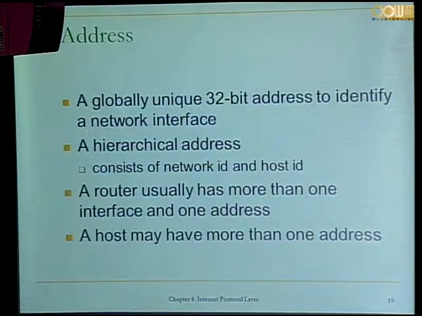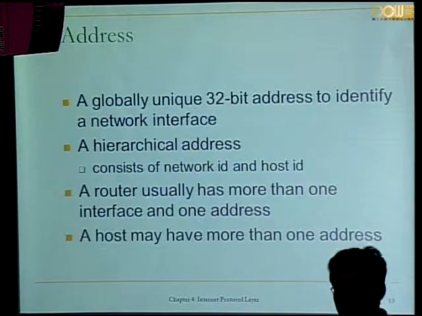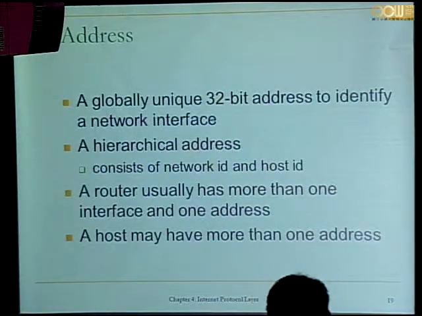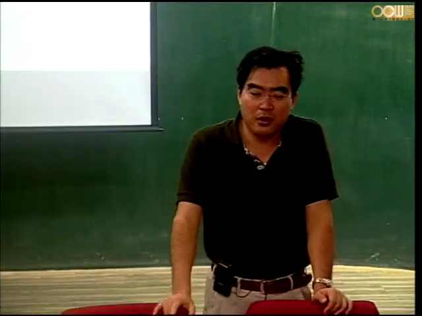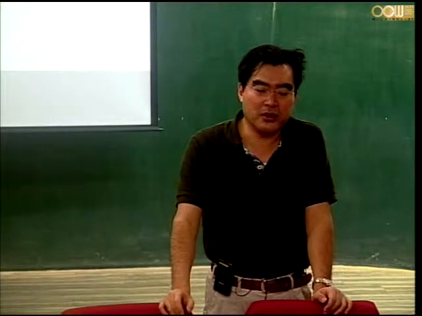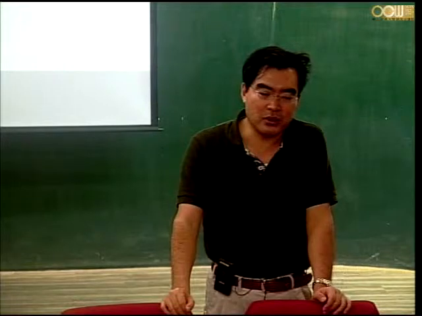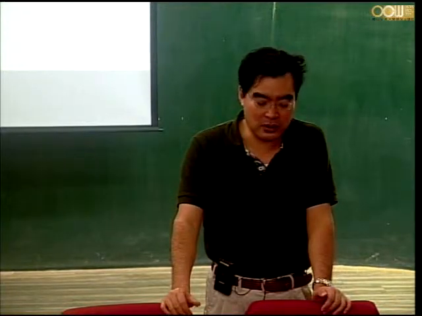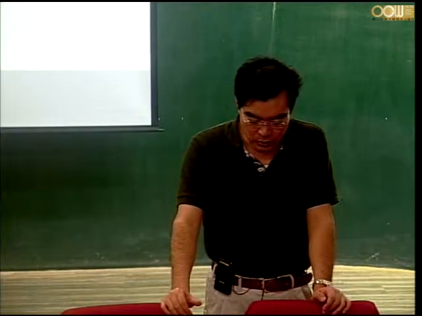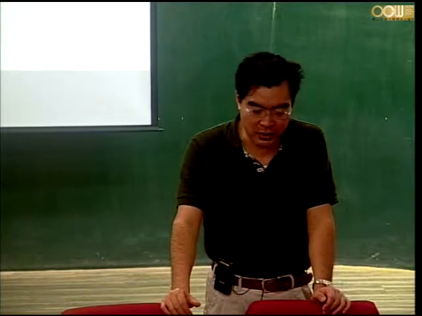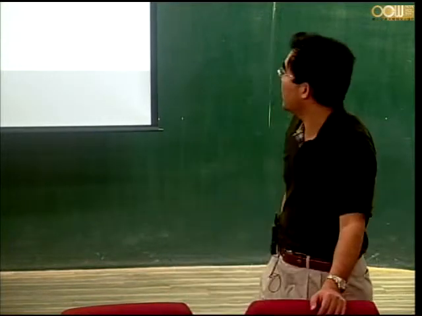An IP address is globally unique. It's 32-bit. So if used very efficiently, you could have 4 billion IP addresses. However, it's not used that efficiently. So we actually do not have 4 billion hosts on the internet. We have much fewer.